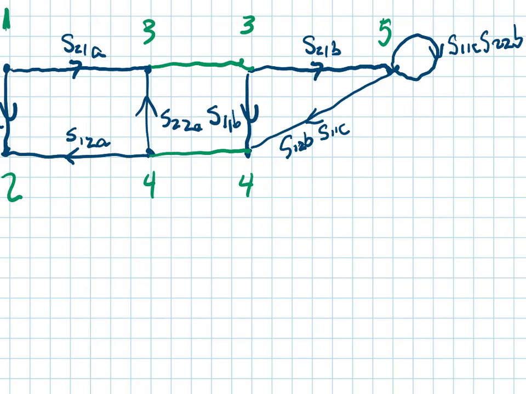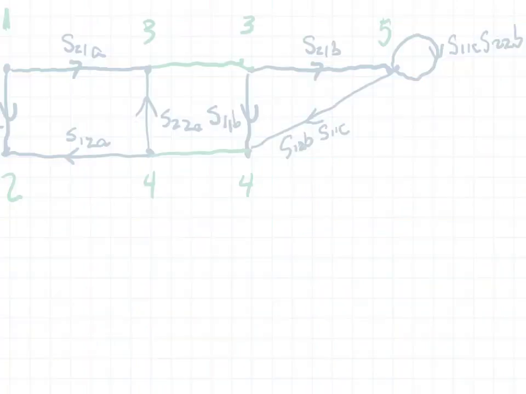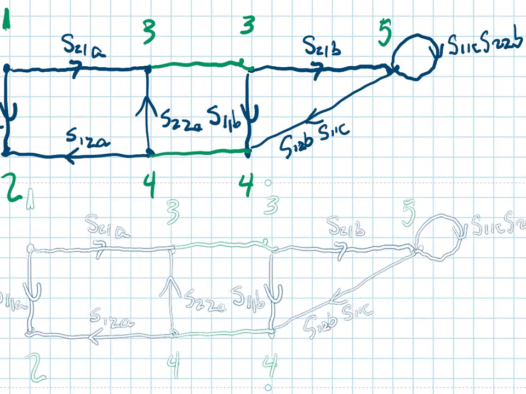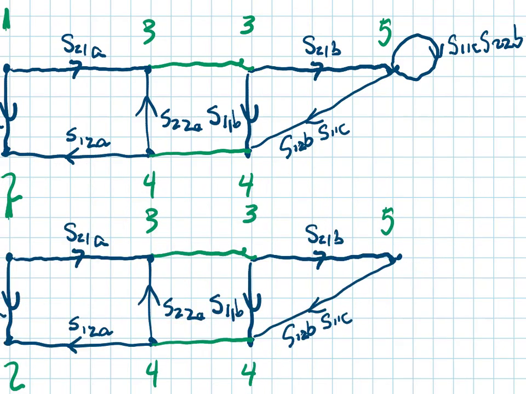Okay, so let's go ahead and get another copy of our diagram, and we'll modify it. Okay, so we're going to take the loop and absorb it into the branch that was going into the loop. So we have S21B divided by the loop, 1 minus the loop quantity, which is S11C, S22B. So now the loop is gone.